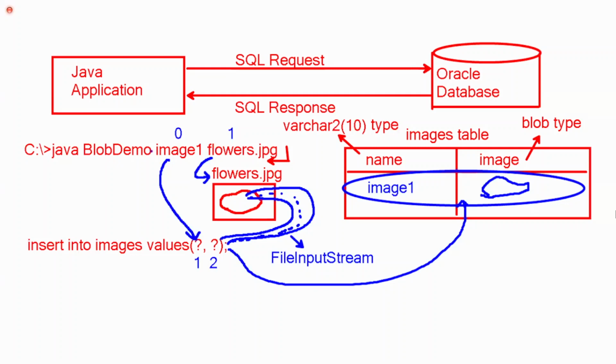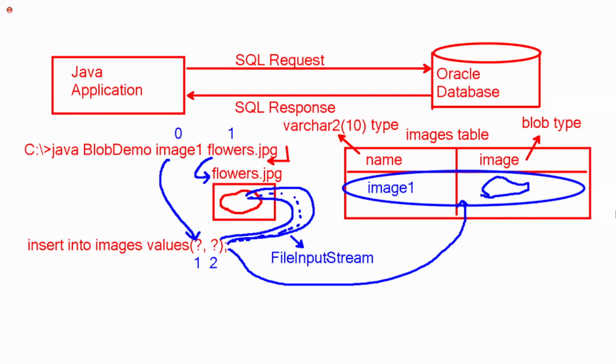So it is image1, the name of the image. Flowers.jpg is the name of the file. But image1 as it is, I am inserting. But flowers.jpg, I am opening and inserting that content. This file input stream I have to insert. So here we have to insert the file input stream. Okay. How to insert file input stream?